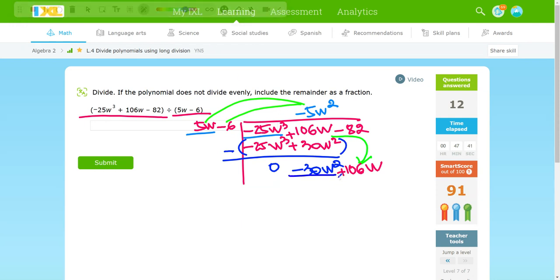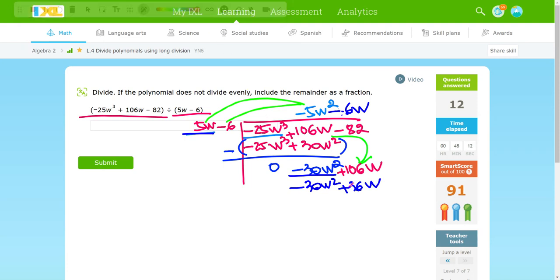Negative 30w squared divided by 5w. That should be negative 6w. Okay. Multiply them back. I come out negative. Ooh, hold on. I see that. The sign right here. It should be negative. All right. So I put negative 6w times 5w is negative 30w squared. All right, negative 6w times negative 6 becomes 36w.